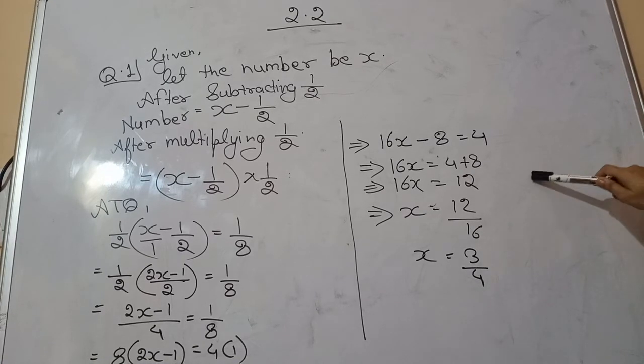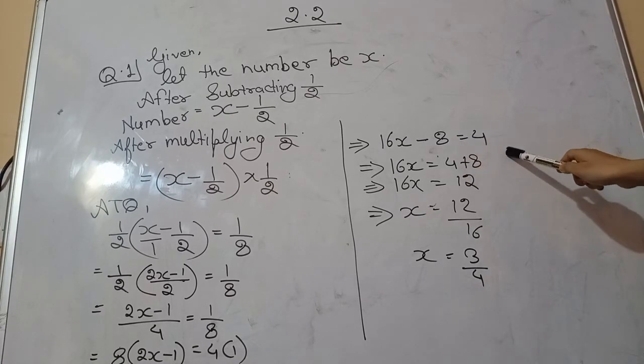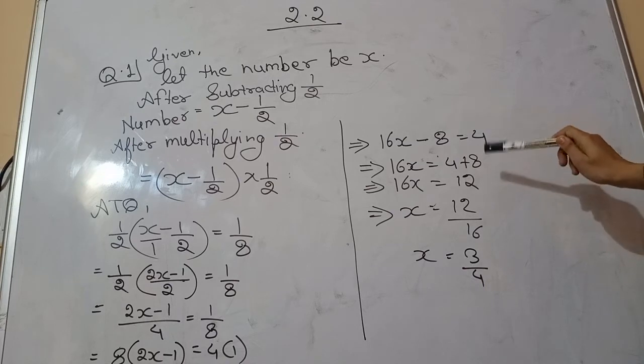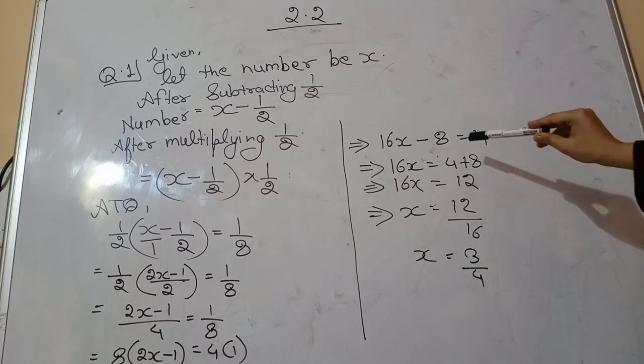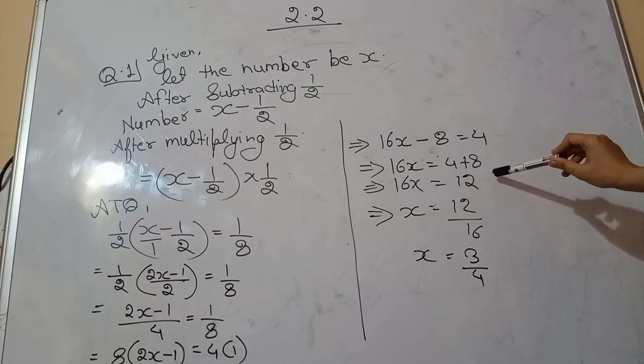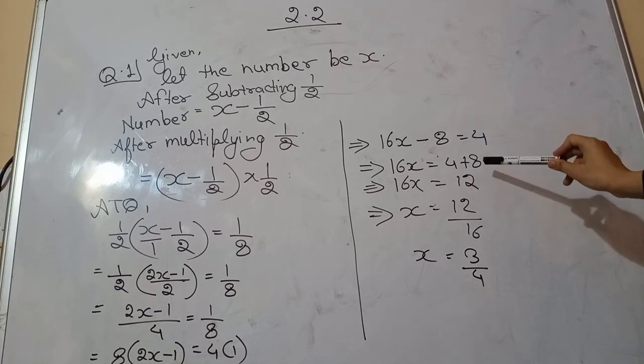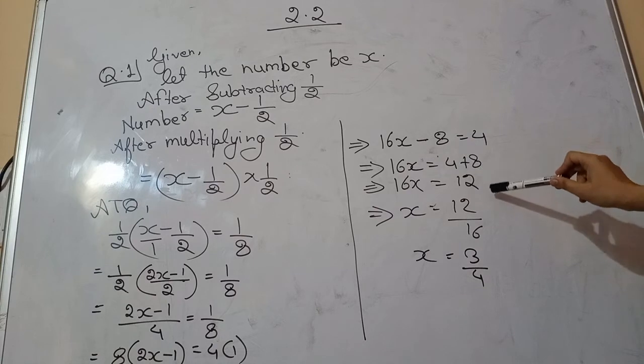Okay, now here you can see these two are numbers, or we can say constants. So, we can transpose constant towards constant side. So, this is minus 8. When we transpose the number, it will become plus 8. So, 4 plus 8, 16x as it is. 4 plus 8 gives us 12.